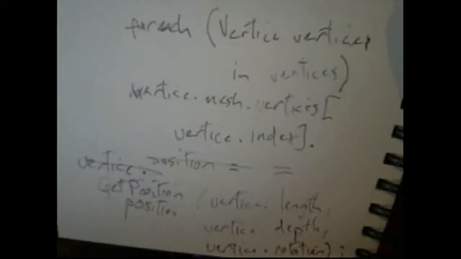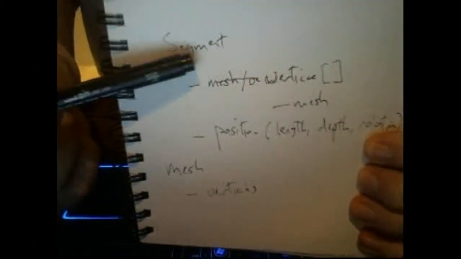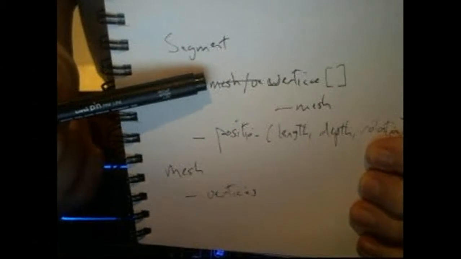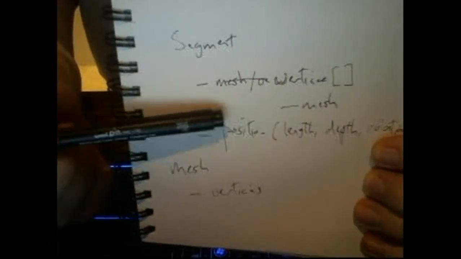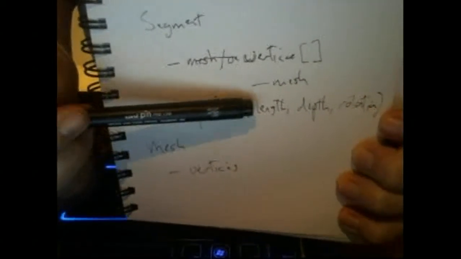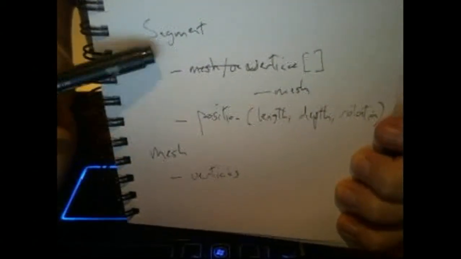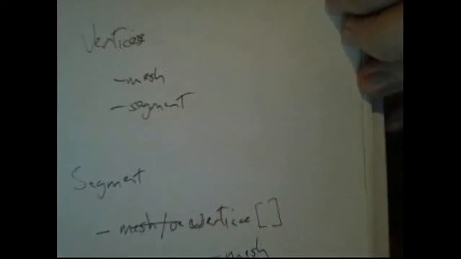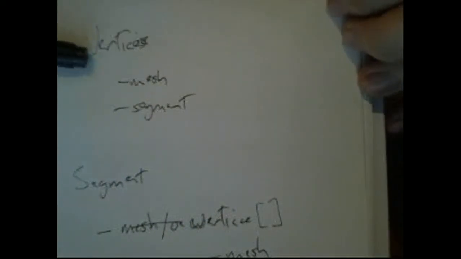Okay, so that's doing it this way. So that's saying this: the segment has a list of vertices, each one has a mesh in it. And then we also have this function, position with length, depth, and rotation. So that's how I've done it there. Now, what about this? Each vertice has a mesh and a segment.